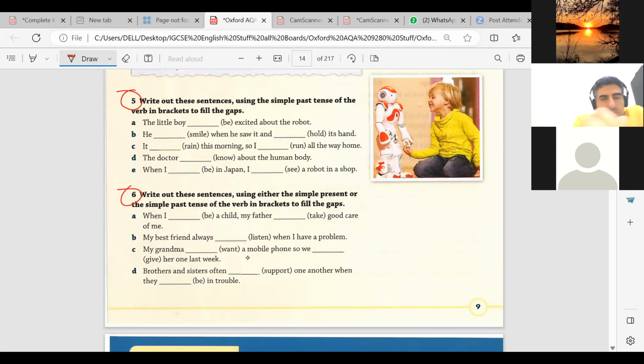The little boy was excited. He smiled when he saw it and held its hand. Smile, just add D. And he hold it, ED? Is he right, Khalid? No, held, because hold is an irregular verb, Akram. Regular, yes. Irregular verb. Okay. Yes, complete please.